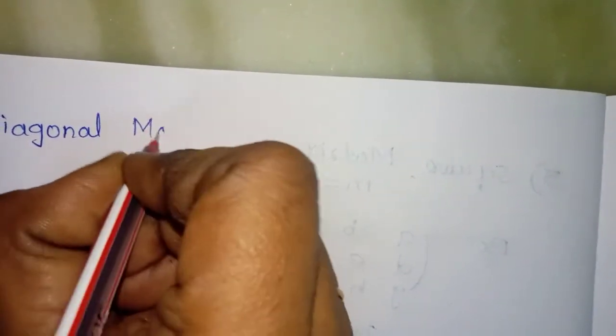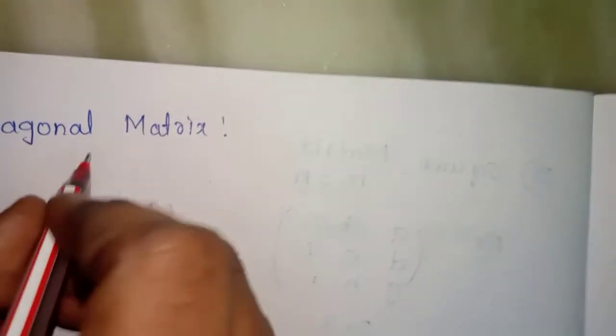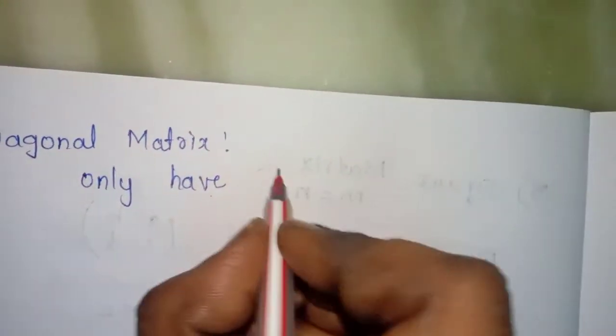Next, we are going to see the diagonal matrix. This matrix contains values only on the diagonal. The remaining values are 0.